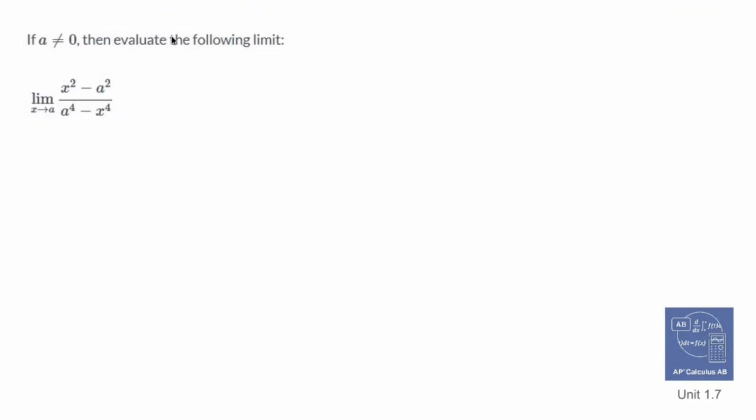If a can't be 0, then evaluate the following limit: the limit as x approaches a, which can't be 0. All right, so we have up here what looks like a difference of squares, so x minus a, x plus a. We have down here what looks like a unique brand of difference of squares. So that would be a squared minus x squared and a squared plus x squared.